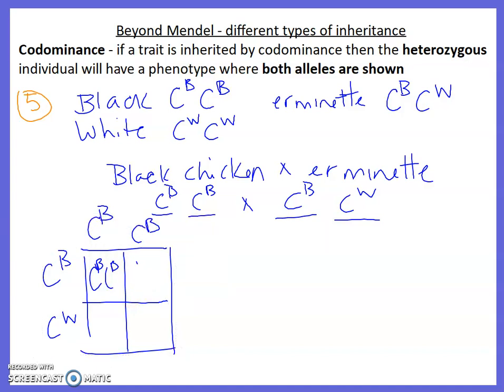If you want, you could shorten this to just put BB and use just the B and W. That would be fine too. This is just as a reminder. Using the C's, I think, helps you to remember that it's codominant, so you see both black and white.